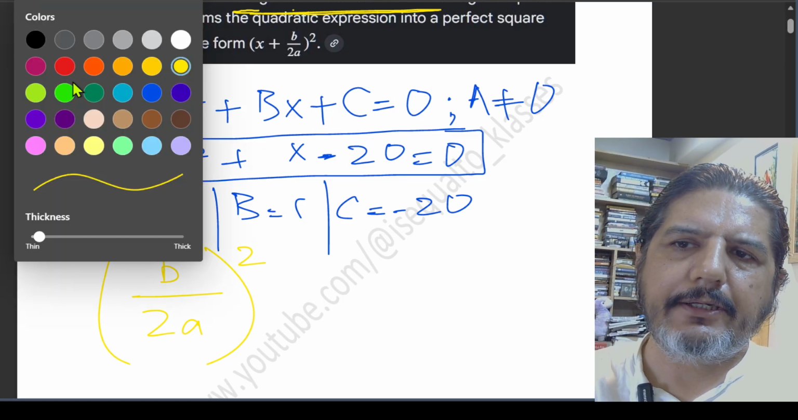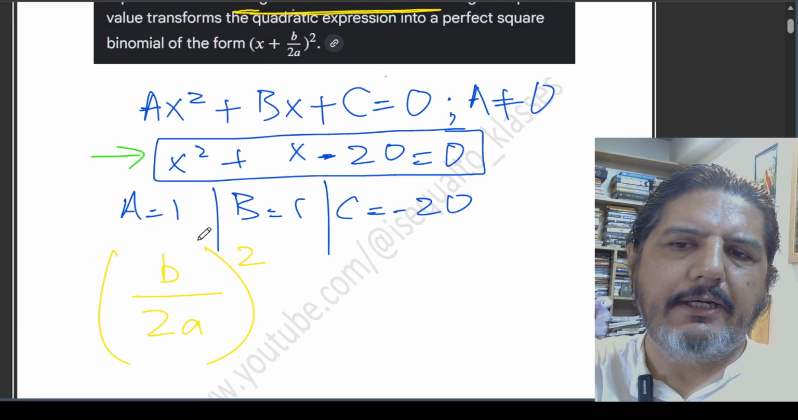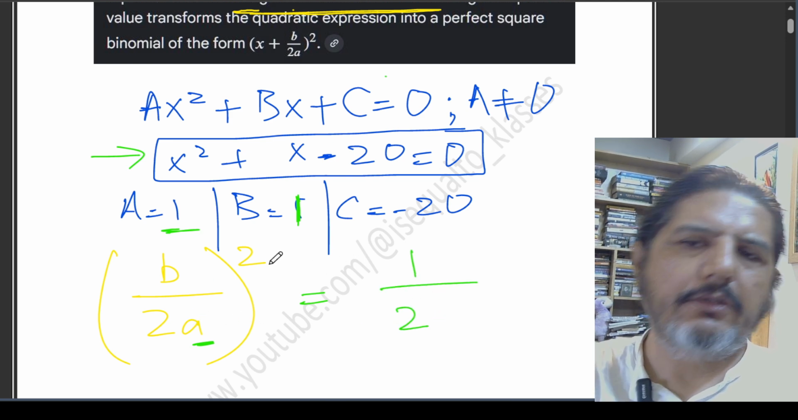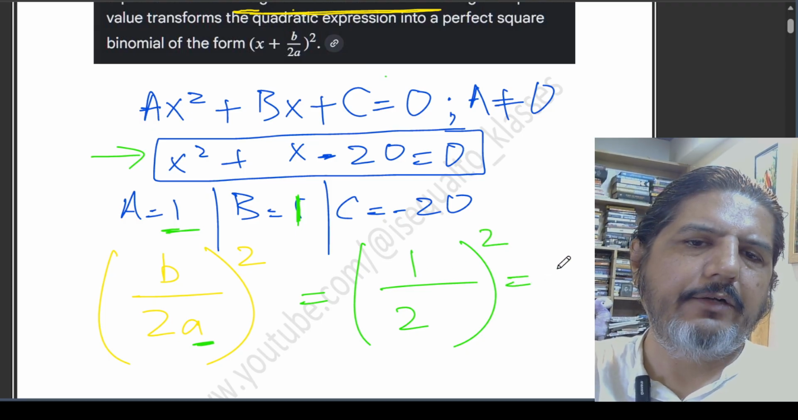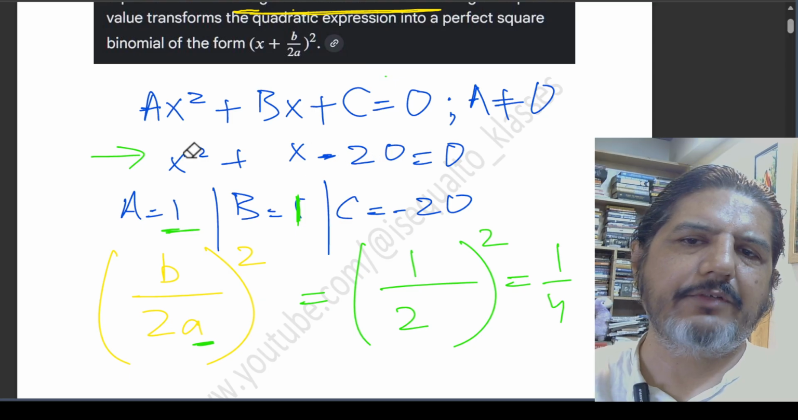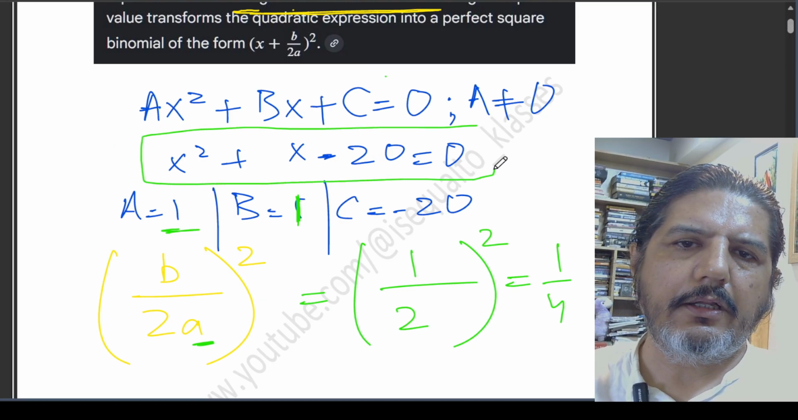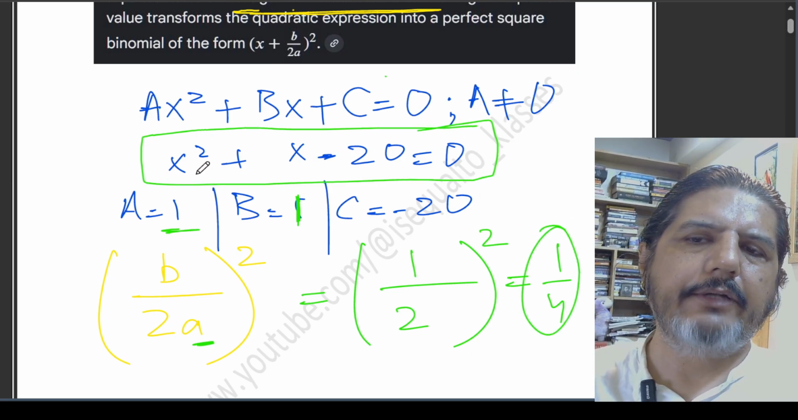For example, in our case, let us take this simple case x square plus x minus 20. In our case, b is 1 and a is also 1. So what we need to do is 1 upon twice of 1, which would be 2. This is a factor that needs to be added on both sides of the equation. Which equation? This equation: x square plus x minus 20 is equal to 0. So this factor, 1 by 4, needs to be added on both sides of the equation.